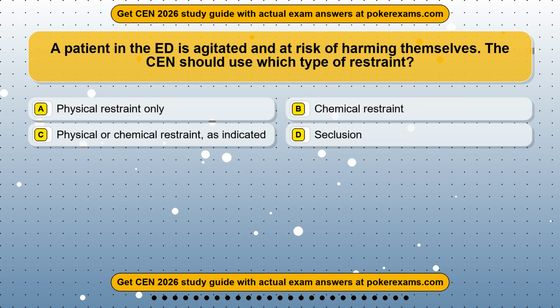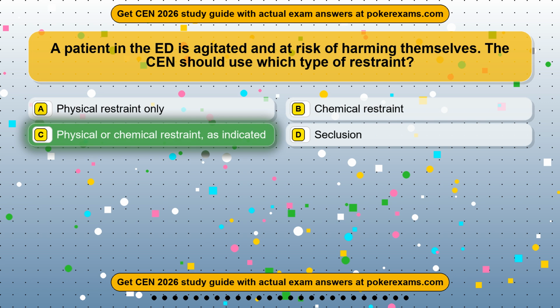Question 11. A patient in the ED is agitated and at risk of harming themselves. The CEN should use which type of restraint? Option A. Physical restraint only. Option B. Chemical restraint. Option C. Physical or chemical restraint, as indicated. Option D. Seclusion. The correct answer is option C.